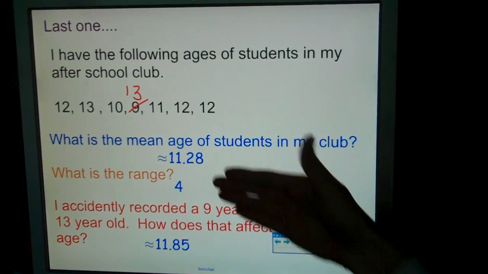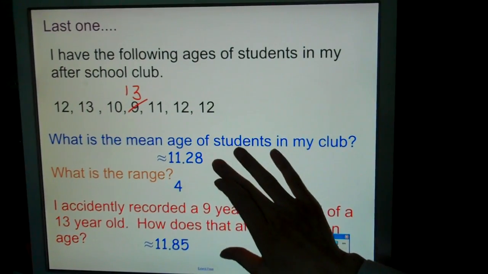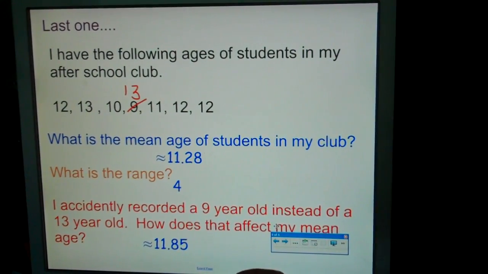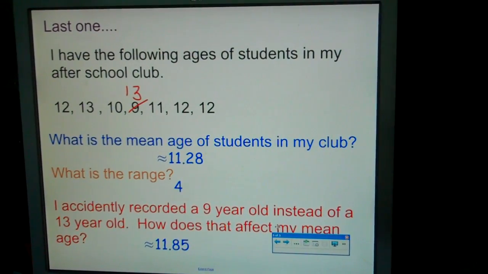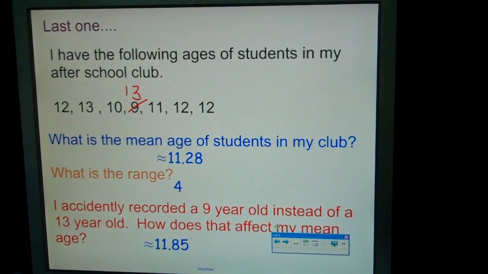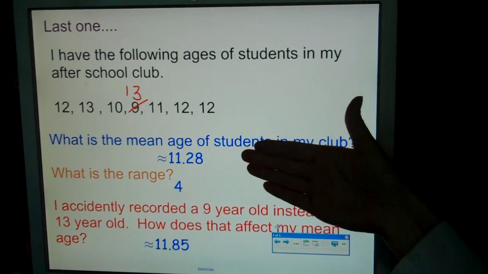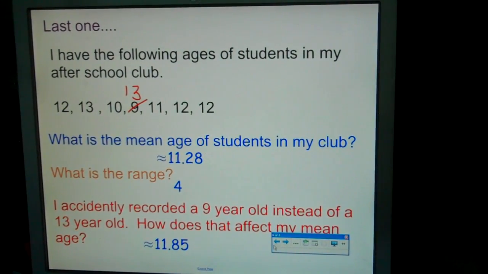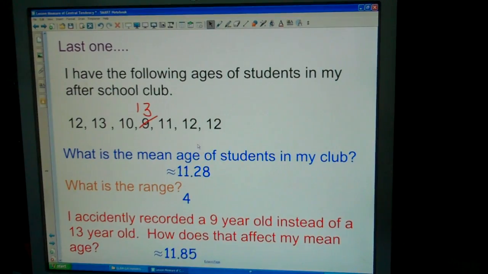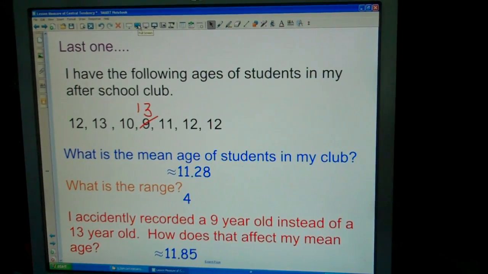If this were a BCR, you would have this mathematically justified, and then you would take that sentence and say, well, if the age was actually supposed to be 13, then my mean age would increase from 11.28 to 11.85. Done. Measures of central tendency, not hard. Make sure that you've watched all this, that you have everything important in here, because I'm going to be looking for it.